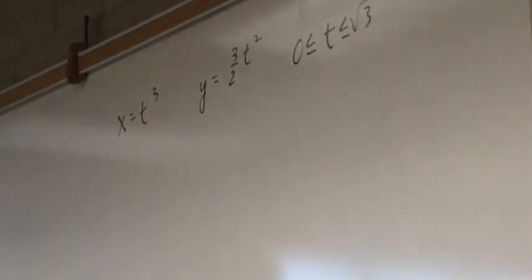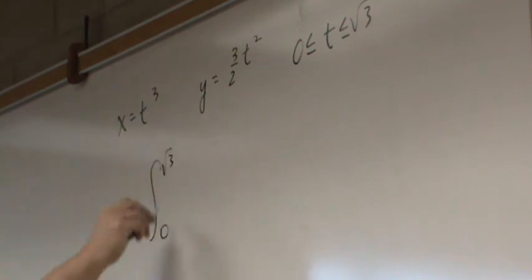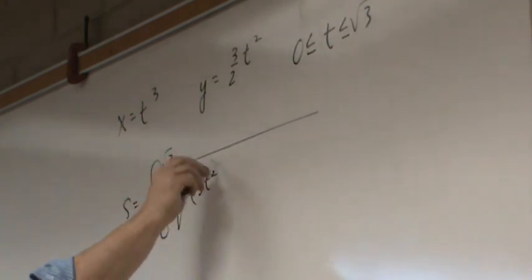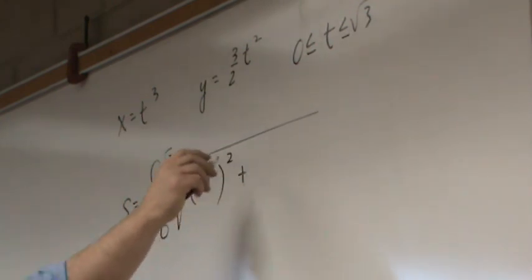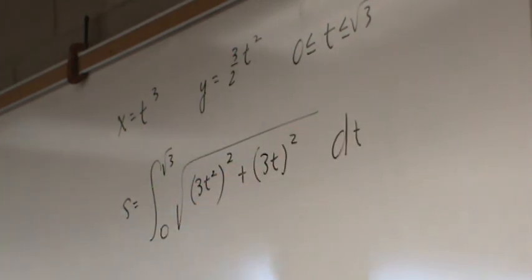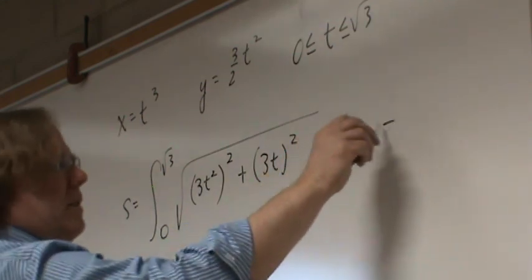Here's all you have to do. The arc length is going to be the integral from 0 to root 3 of the square root of the derivative of that guy squared, plus the derivative of that guy squared, dt. And then you just plug it in your calculator and you got a winner. And it ends up equaling 7.